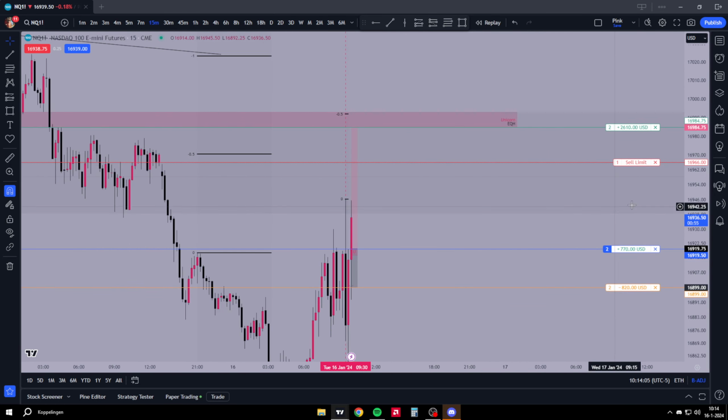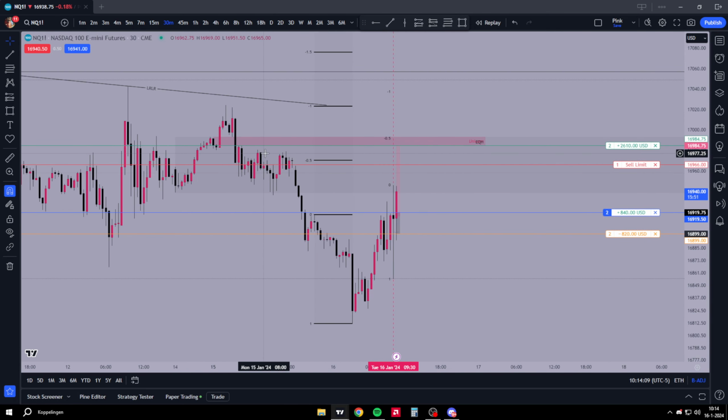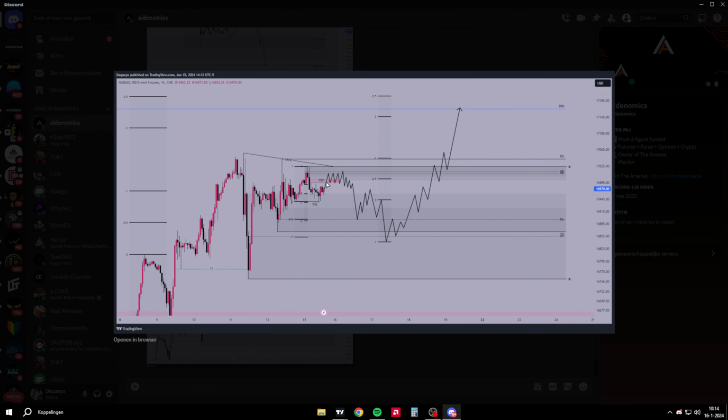There's nothing else to say really. I was expecting a manipulation to the upside here, then a distribution lower. We didn't get the manipulation, so that's just more liquidity. And that's just beautiful. We didn't get this. We did get this, somewhere around constant encroachment.